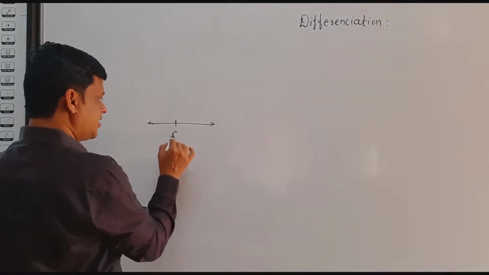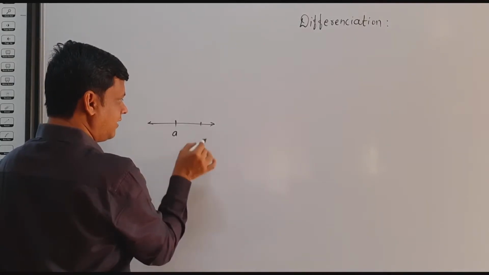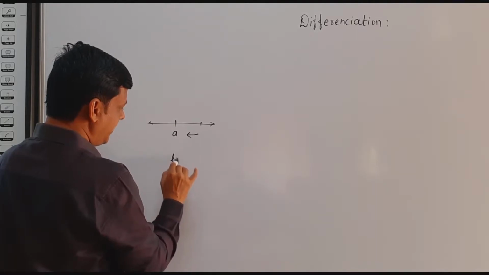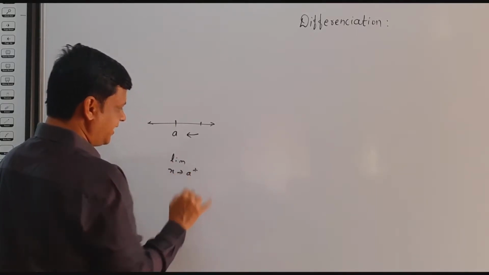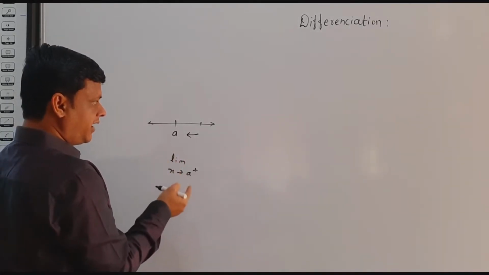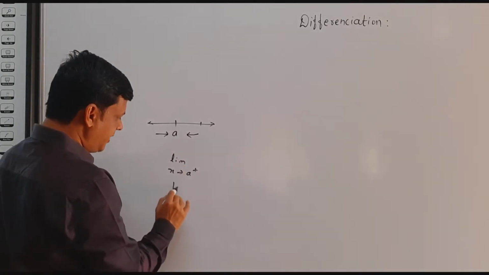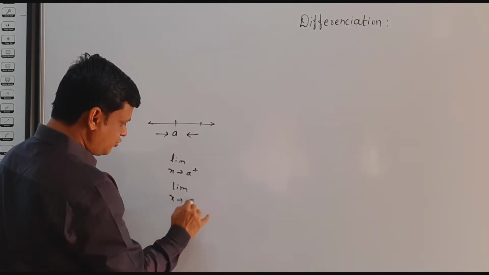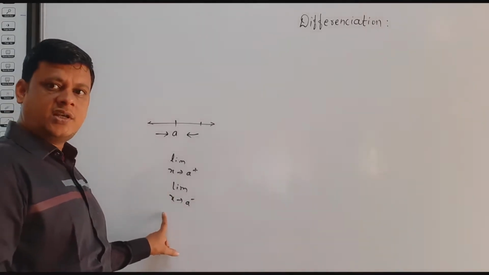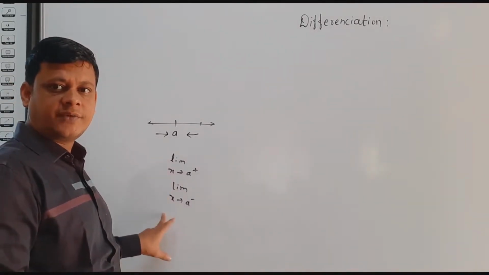So here if a is a fixed point, and the approach of that variable is from the right to that fixed point, we call that limit as x tends to a plus, that is a right hand limit. If the approach of that variable is from the left to that fixed point, then that limit we call x tends to a minus, that is a left hand limit. And if both these limits exist, then we say the limit of the function exists.